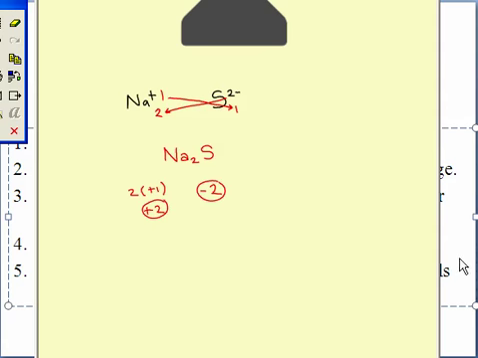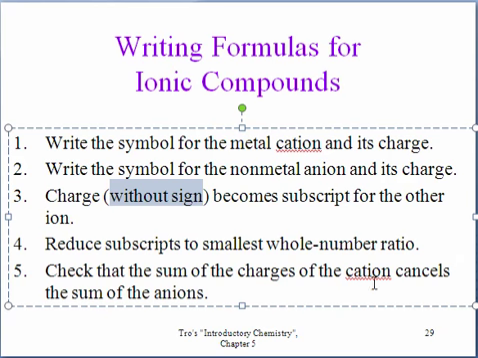Now, there's one last step that's important to remember. After you do this, you want to reduce the subscripts to the smallest whole number ratio and check that the sum of the charges of the cation cancel out the sum of the anions. So let's look at another example.